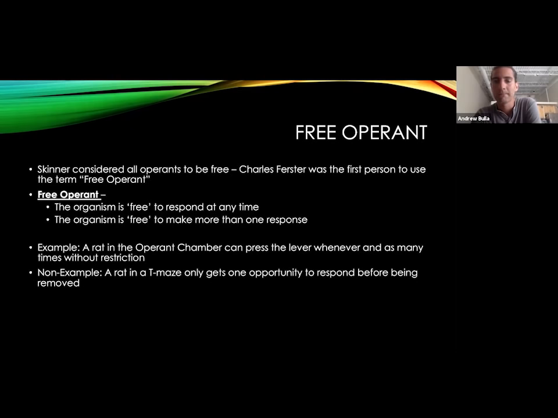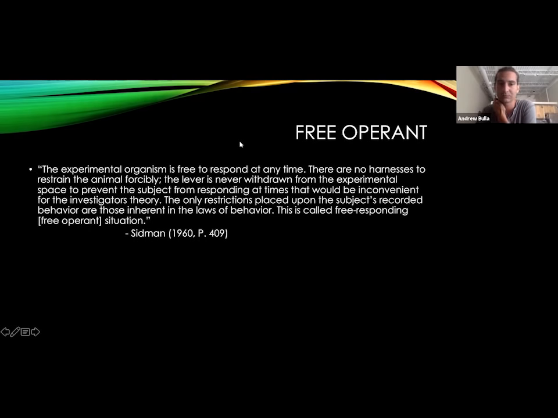Now, this might look like a rat. For the clearest example, a rat in the operant chamber can press the lever as many times as they want without any restrictions. A non-example is if I put a rat in a T maze, it can only go up, make a choice, and then it's removed. So they're not free to respond at any time. They're not free to repeat responses either. Now, when we were talking about lifting the ceilings, we're trying to get as free operant as possible with our learners' responding.